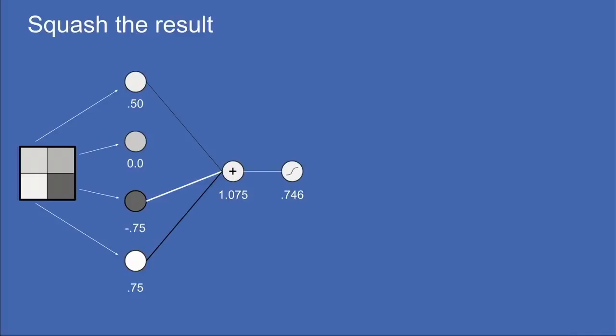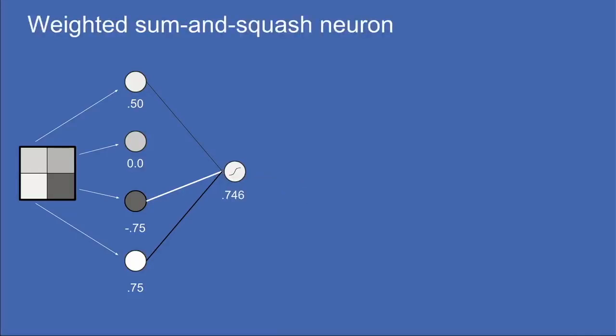So we apply this function to the output of our weighted sum, and then we get our final answer. So this weighted sum and squash is almost always what people are talking about when they talk about an artificial neuron.